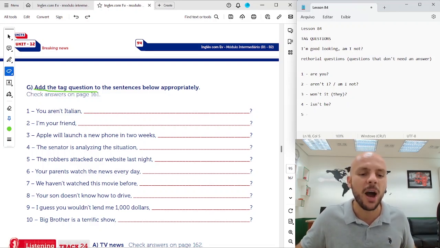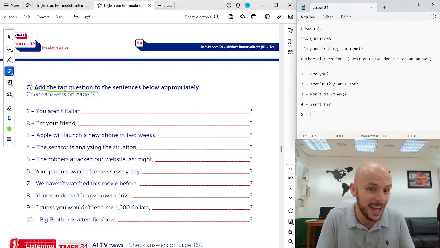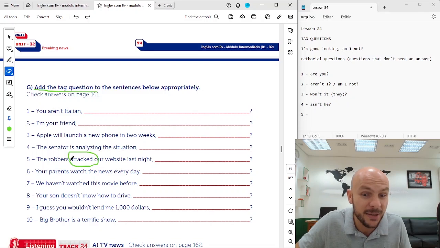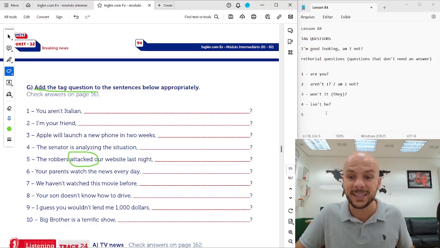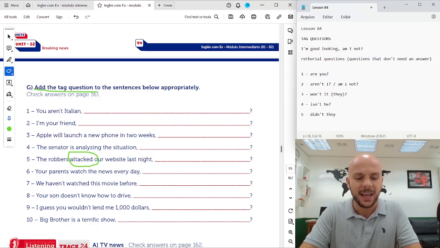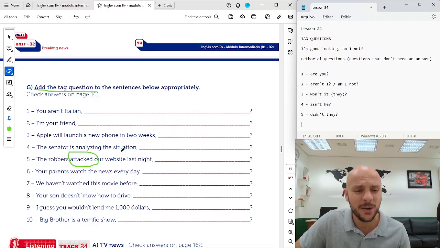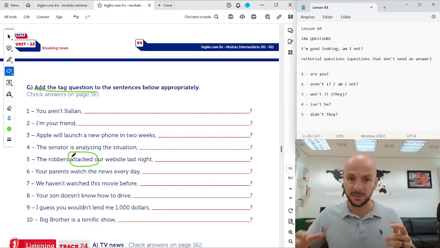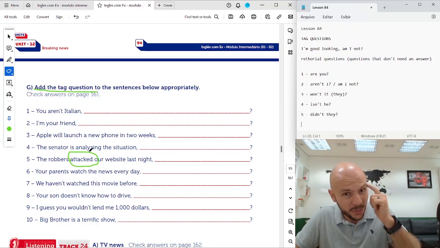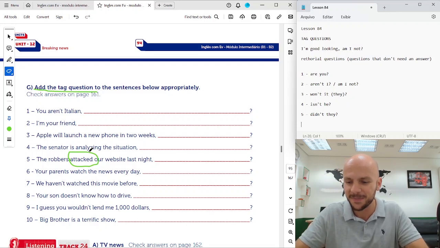Five. The robbers attacked. Pay attention. The robbers attacked our website last night. Attacked. In the affirmative. What is the negative of attacked? Didn't. Didn't they? But this one is difficult because there isn't the auxiliary here, so pay attention to it, okay? To make negative, we have to think of auxiliaries because we need to use auxiliaries to make negative sentences.